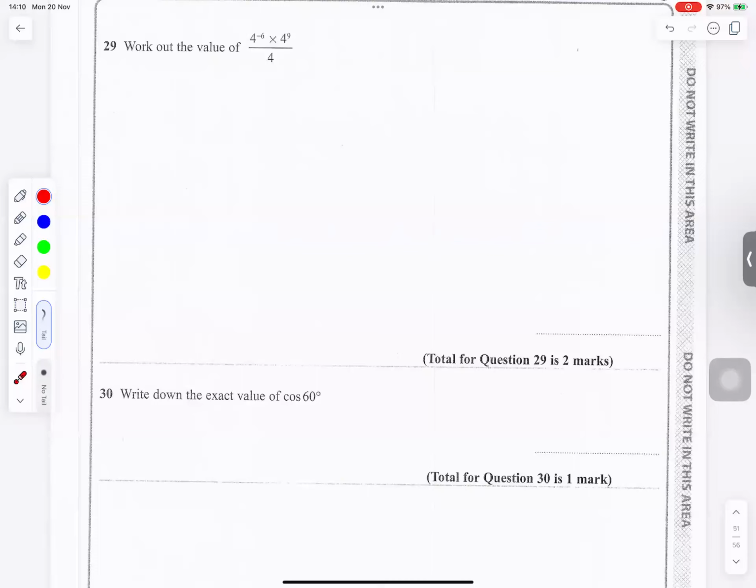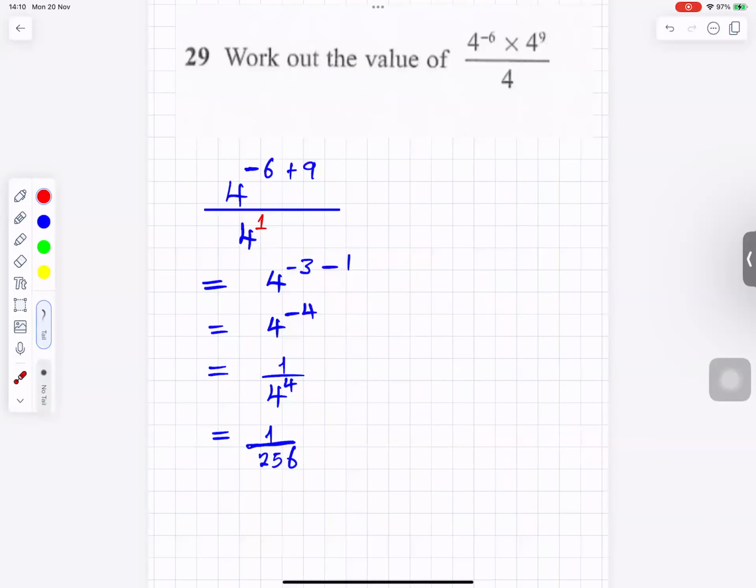Question 29. All the base is 4, 4, 4, so we add the powers. Minus 6 plus 9 is minus 3. And when we take the 1 to the top, it becomes minus 1. So minus 3 minus 1 is 4 to the minus 4, which is 1 over 4 to the power 4, which is 1 over 256.